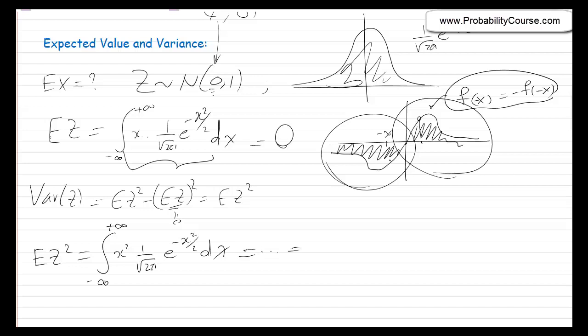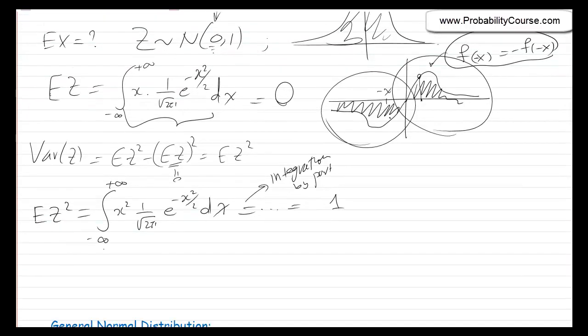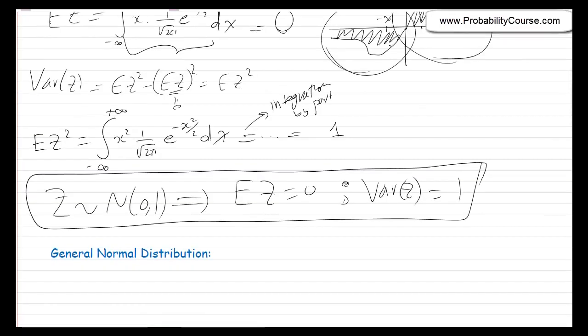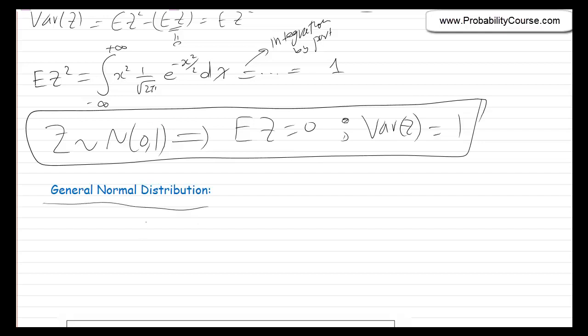If you do that using integration by parts, we find out that this value becomes 1. So the conclusion here is, if Z is standard normal, then its expected value is going to be 0 and its variance is equal to 1. So now we want to extend this discussion to the case when we have a general normal random variable. I want a random variable X, which is normal, with parameters mu and sigma, such that expected value of X is equal to mu and variance of X is equal to sigma squared. So its standard deviation is sigma.